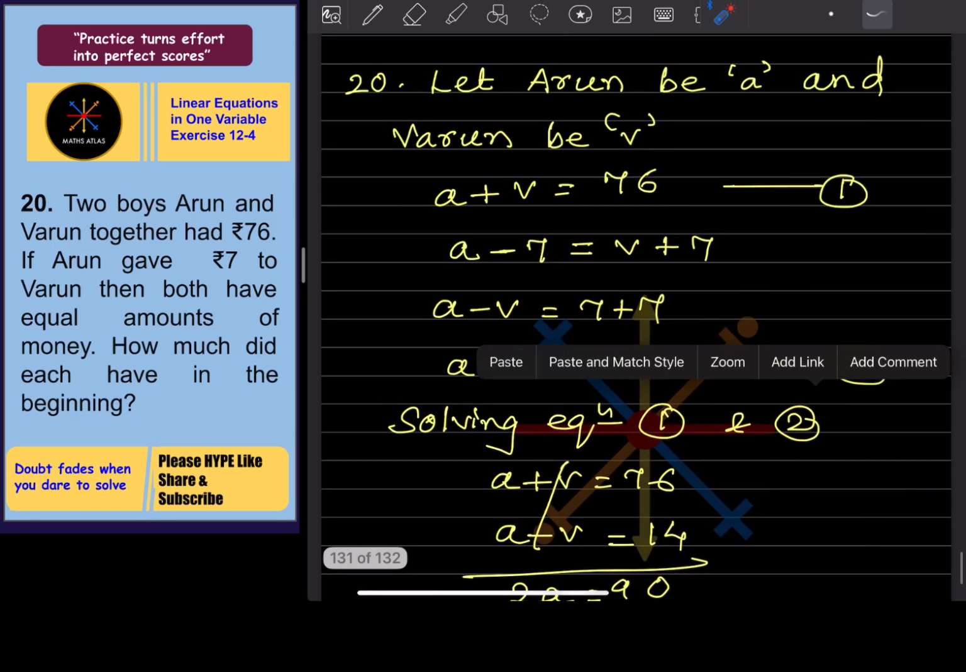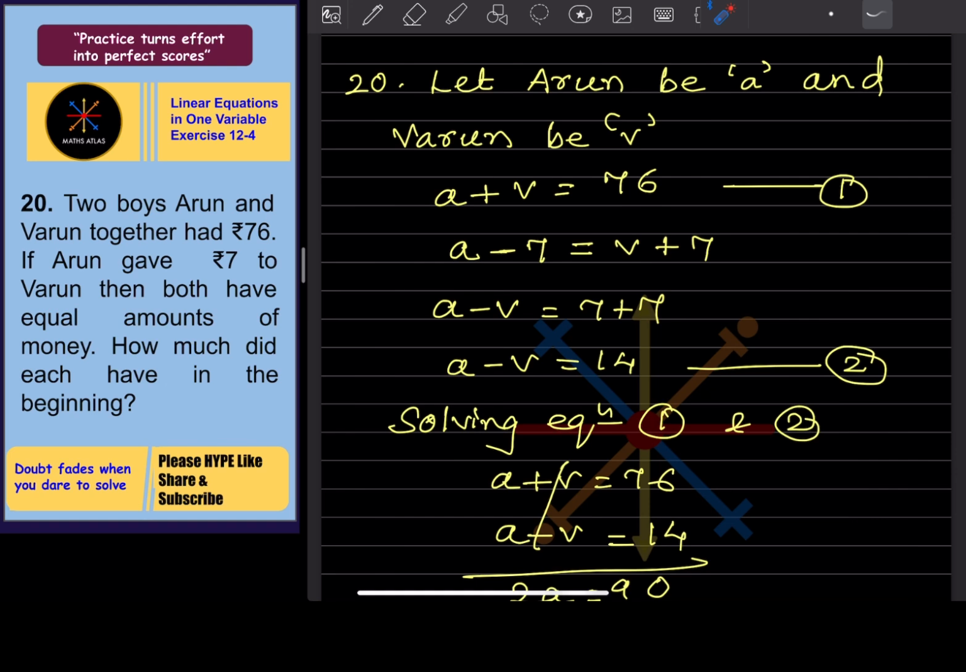So here two boys, Arun and Varun, together had rupees 76. If Arun gave rupees 7 to Varun, then both have equal amounts of money. How much did each have in the beginning? So let Arun be A and Varun be V. Here they said two boys, Arun and Varun, together had rupees 76. So together means we are going to add it, A plus V is 76. This will be equation number 1.